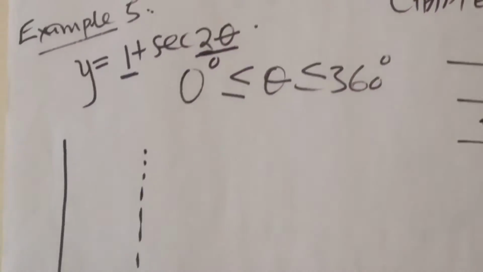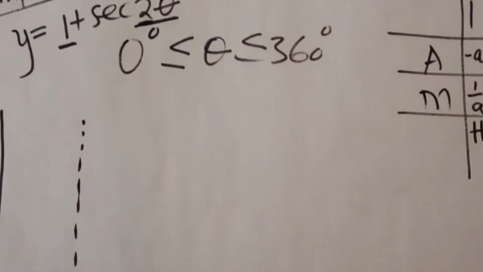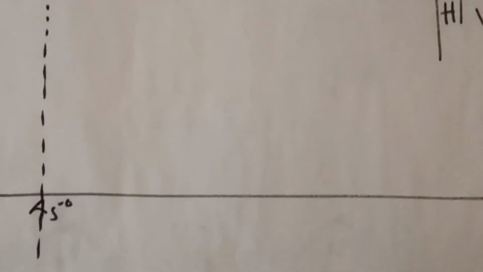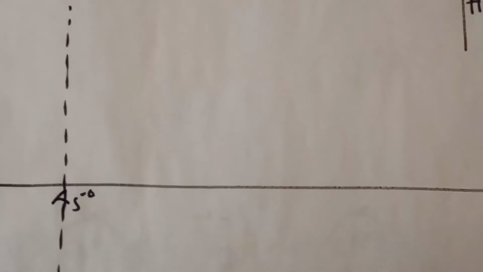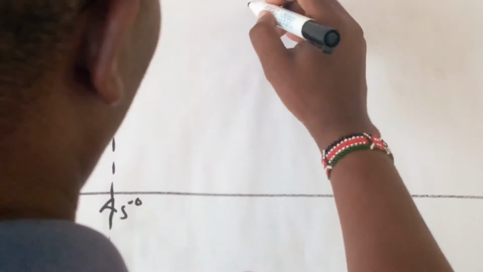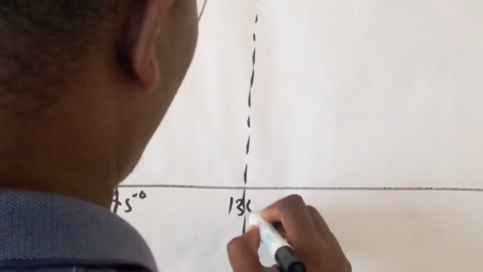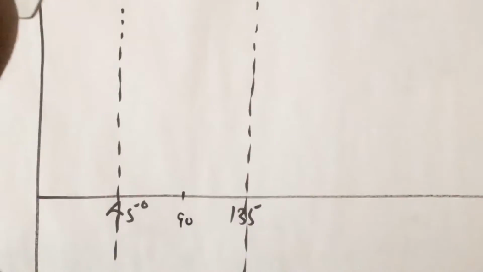The second asymptote, after an interval of 180 degrees, was originally at 270 degrees. So 270 degrees times a half is going to be 135 degrees. So it's going to be there. This is going to be 135 degrees.